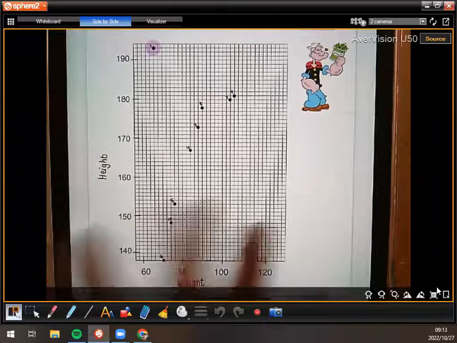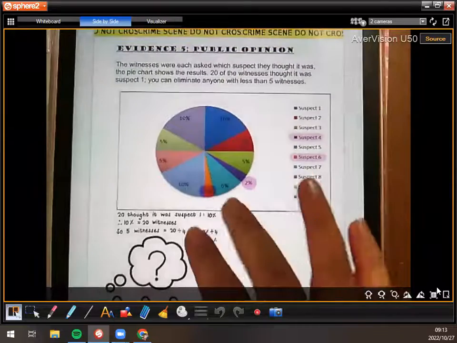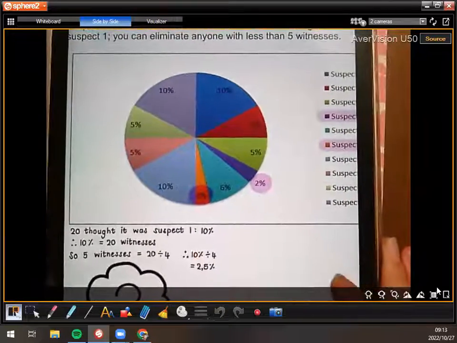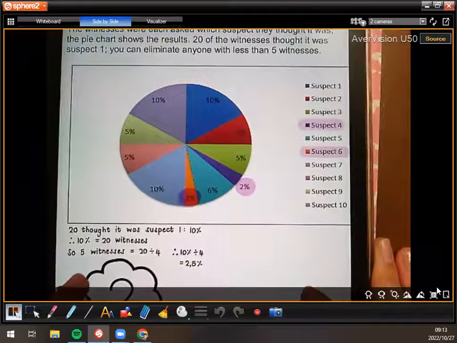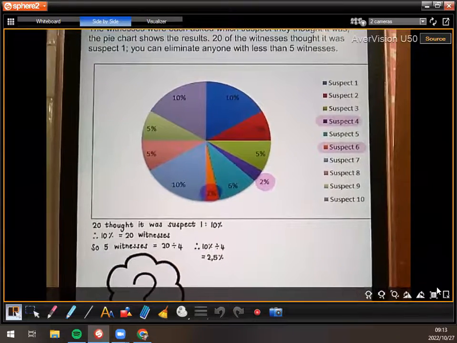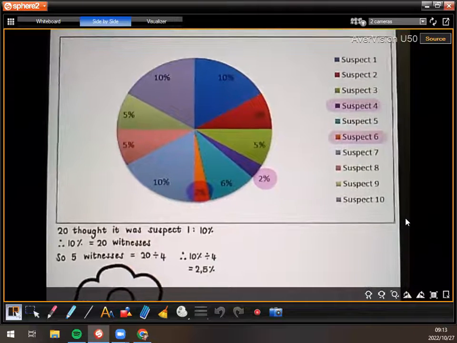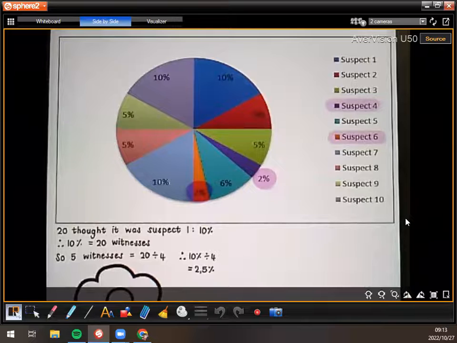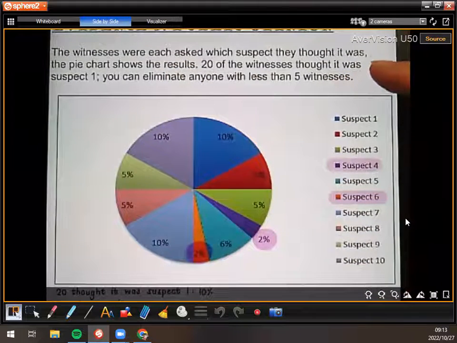And guys, evidence 5 was actually quite tricky. They gave us the pie chart. Have you done pie charts in bio? A little bit. Okay, we'll practice some pie charts tomorrow as well. I'll show you step by step how to draw it. But you have to work with the rate here. They said in this paragraph that 20 of the witnesses thought it was suspect 1.